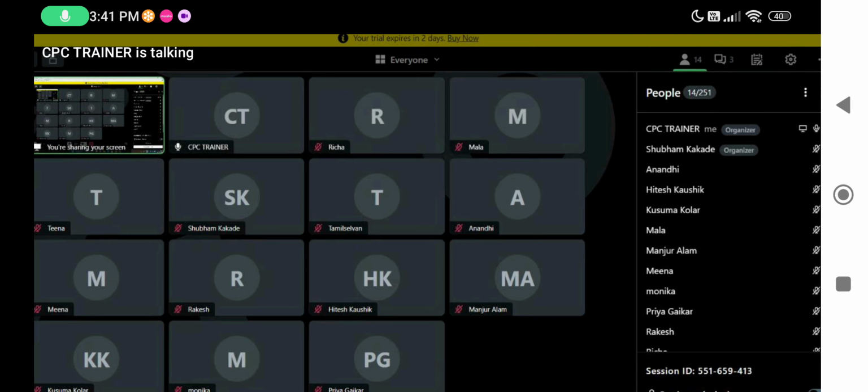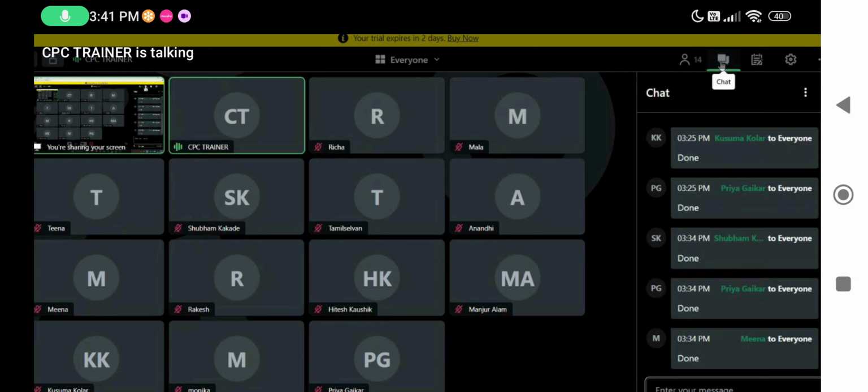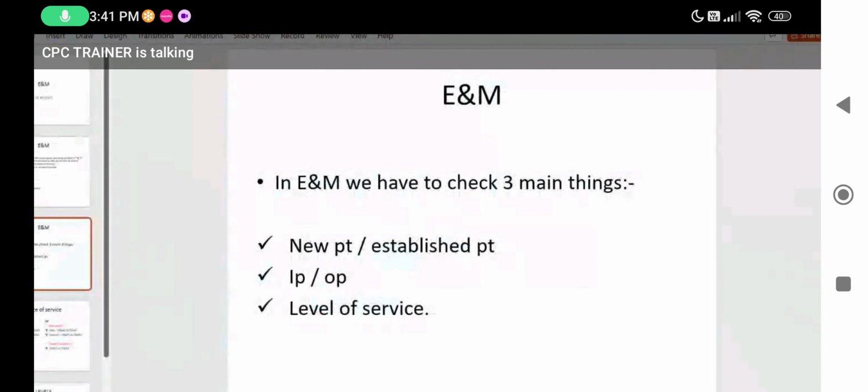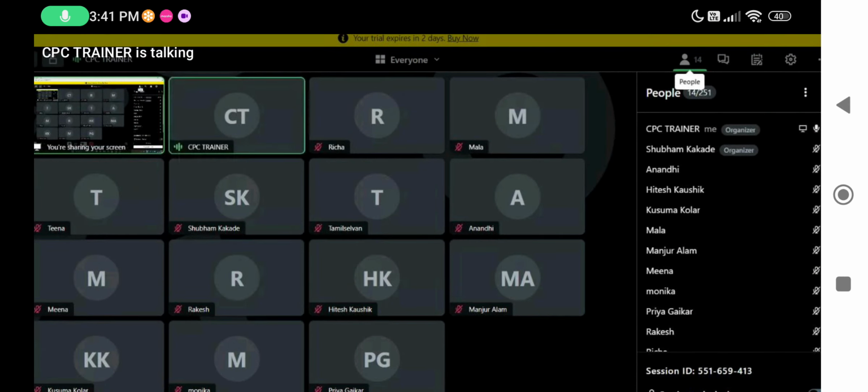So this is the first one. In your exam, whenever you attend a question, first check whether the patient is new or established. This is the first point you need to check. And the second one, you have to check inpatient or outpatient, because based on this only the code sets will differ. Inpatient means the patient is admitted and discharged after more than 24 hours. Outpatient means the patient is admitted and discharged within 24 hours. This is the difference, right? More than 24 hours or within 24 hours.